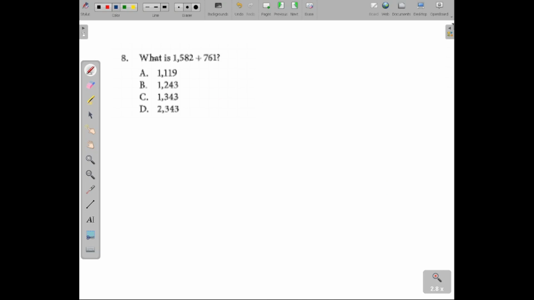Number 8. What is 1582 plus 761? So we just add 1582 and we have to keep the order. Ones with ones, tens, hundreds, and thousands. So the other is 761.